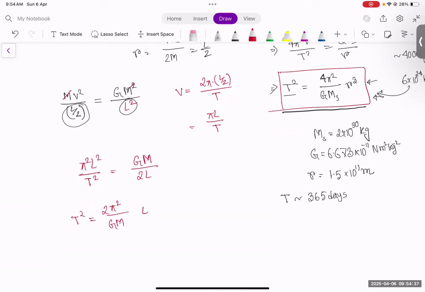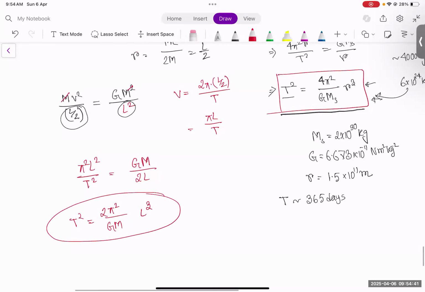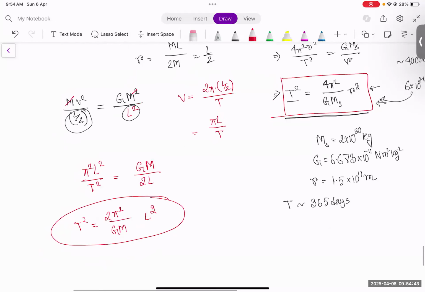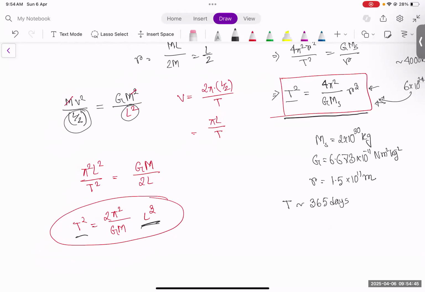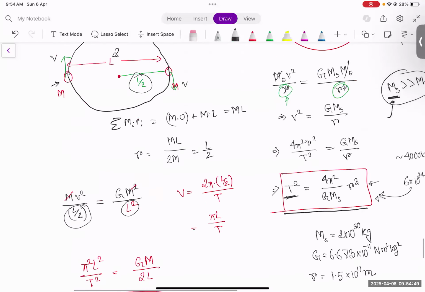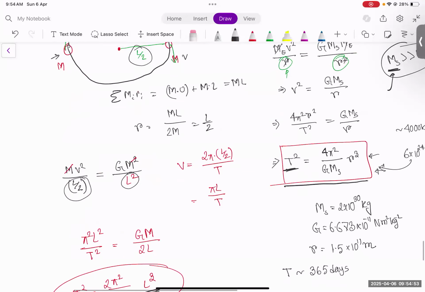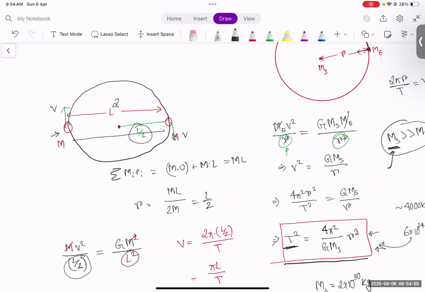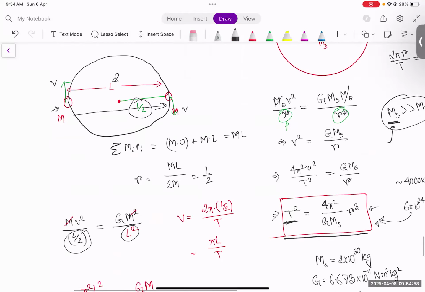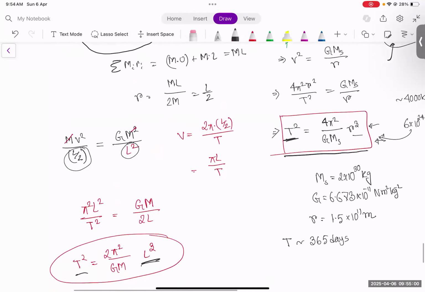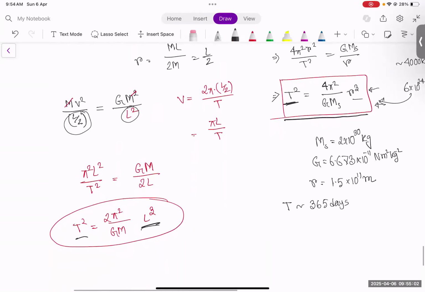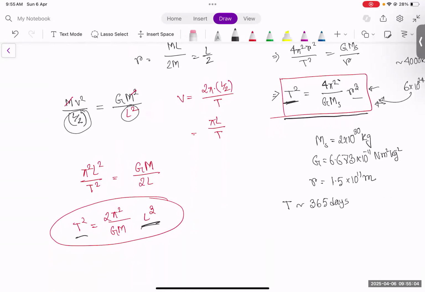Yes, t squared equals 2 pi squared over G m times L cubed, which looks a lot different from the other equation, but it's still t squared proportional to L cubed. T squared is proportional to the distance between two objects cubed. That is always true. Your time period will always be proportional to that distance. Here the distance is L, there the distance was R. So t squared is proportional to L cubed. That is correct. But the proportionality constant has changed.